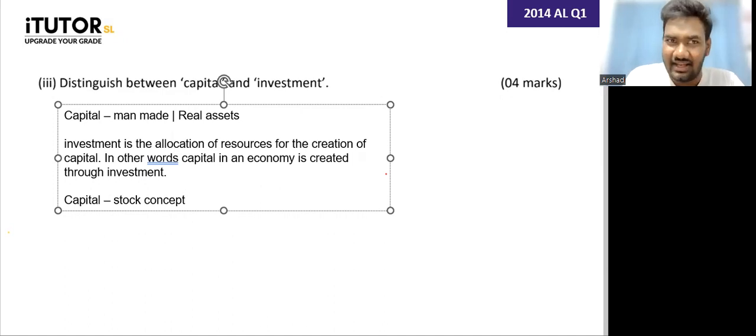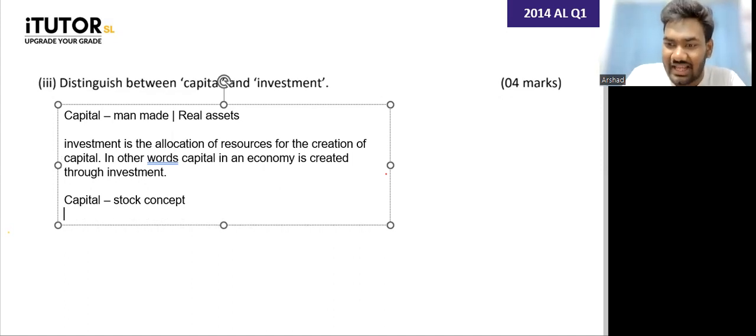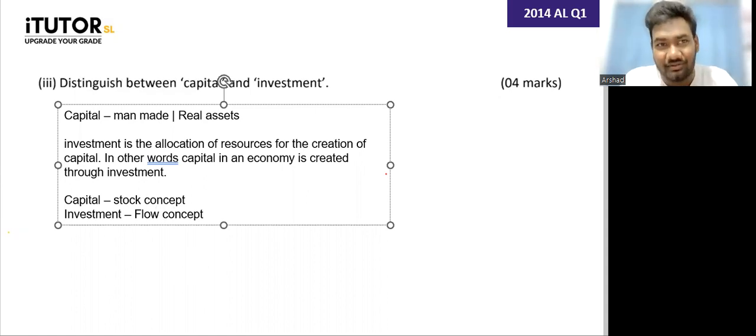For example, let's say in my business right now, as at 13th of March, 6:05 p.m., I have one laptop, one table, one chair, one printer, one Wi-Fi connection. I can say this is the exact capital I have at this given point of time. But if you take investment, is it a stock concept? Can I say investment at this very moment is this much? I can't. Investment is a flow concept. So I can say the investment in my business, or the investment of Sri Lanka in the year 2023, for a period of time.